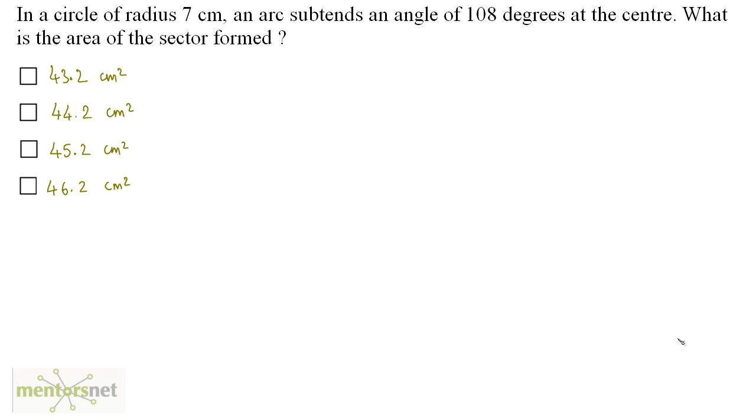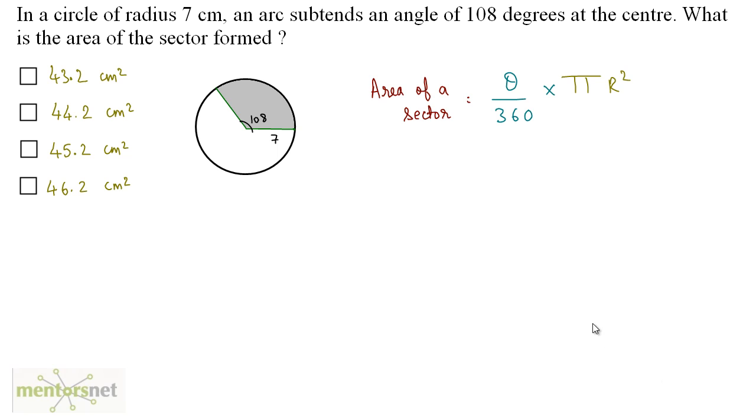In a circle of radius 7 centimeters, an arc subtends an angle of 108 degrees at the center. What is the area of the sector formed? So the radius of the circle is 7 centimeters and the angle of this sector, that means the angle formed by this arc in the center, is 108 degrees. Now the area of a sector formed using this arc will be equal to theta by 360 into pi r square, where theta is this central angle.